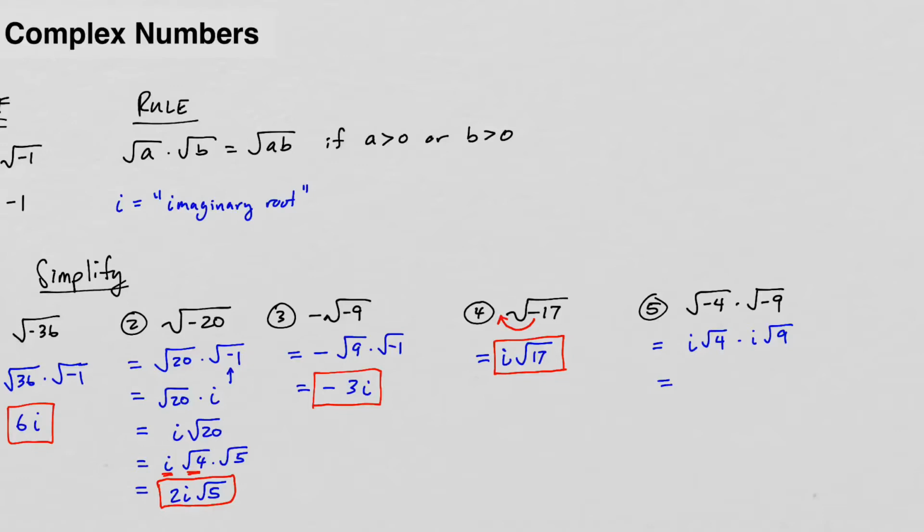And if you simplify this further, this becomes 2i times 3i. And 2i times 3i is 6i squared. But this is not our final answer because, as we defined in the beginning, i squared equals negative 1. And so this is literally 6 times negative 1, which simplifies to negative 6.